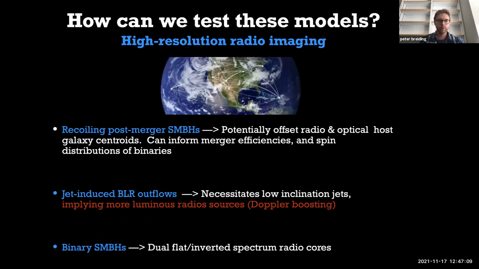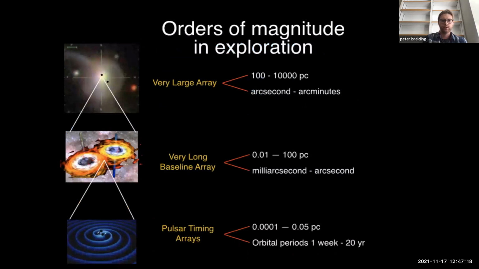So how can we test these different models? With high resolution radio imaging is the punchline. So we skip over this. With the Very Large Array in New Mexico and the Very Long Baseline Array, we have a series of observations that took place in 2013 and 2014.